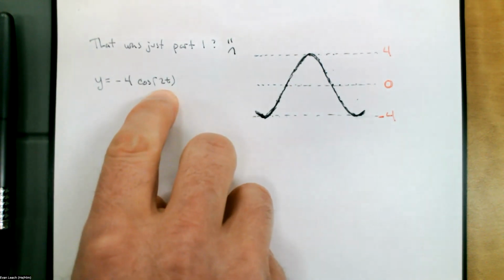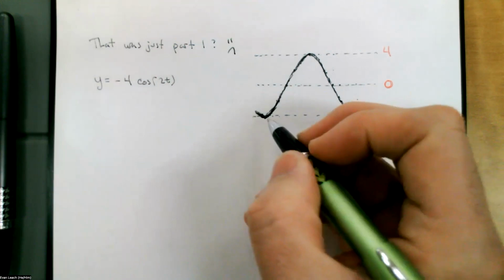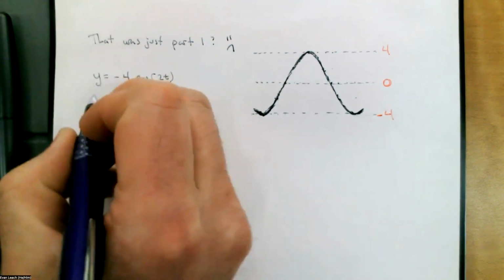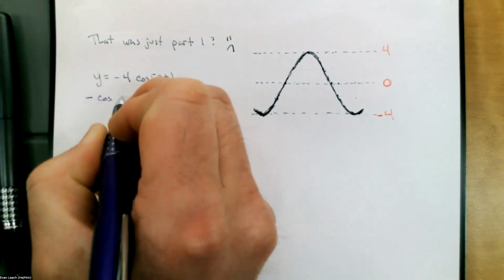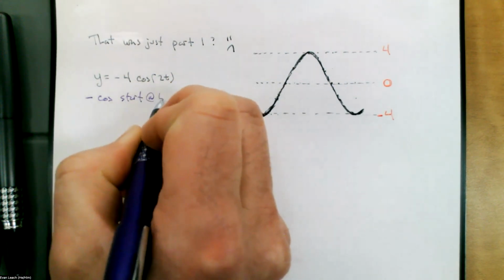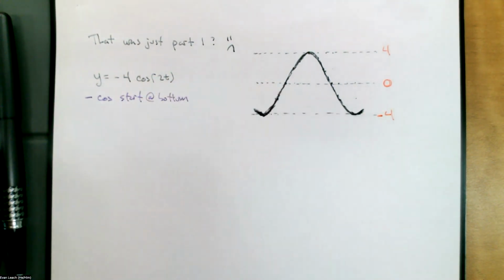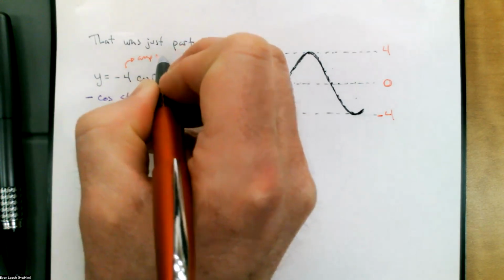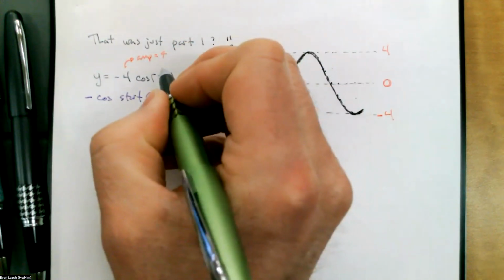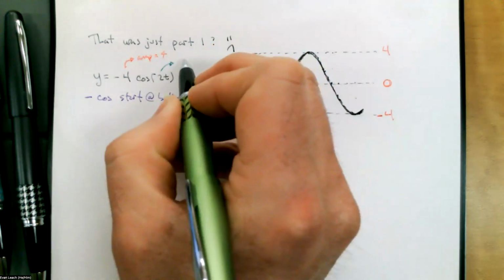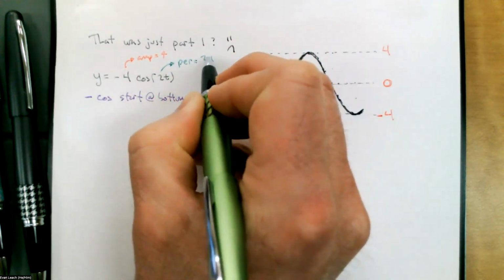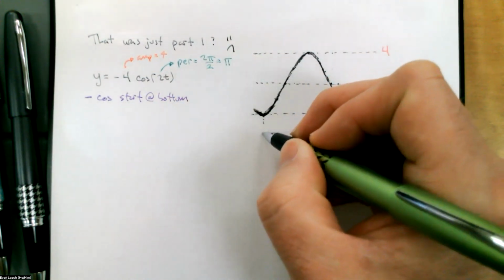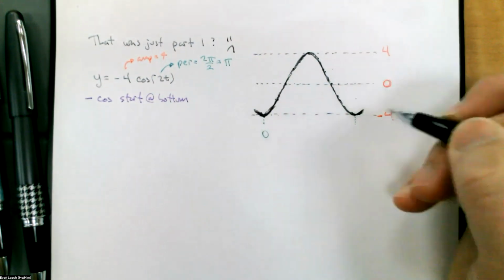Also, my period is going to be 2 pi divided by 2. My horizontal shift is 0, and it's negative cosine, so it starts at the bottom. The coefficient of 4 says that the amplitude is equal to 4. And the coefficient 2 says that the period is 2 pi divided by 2, or just pi. So we start here at 0, and we get to the bottom again at pi.